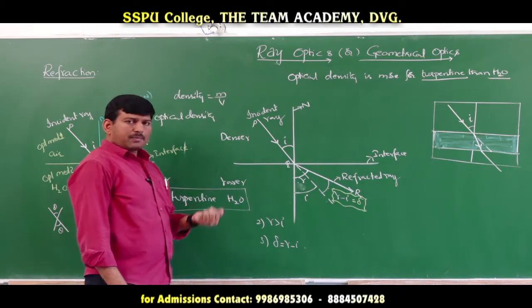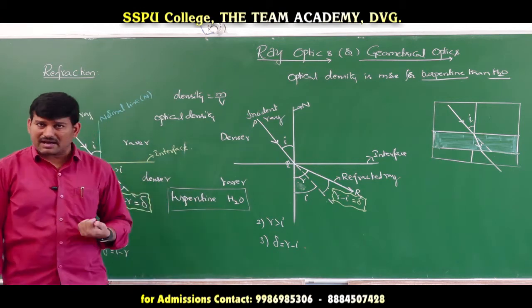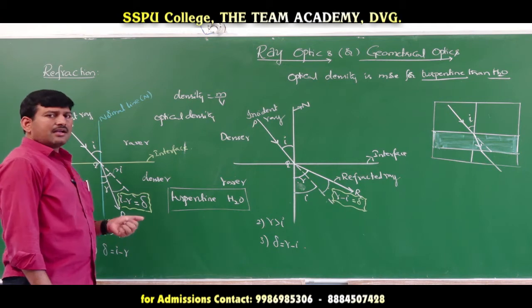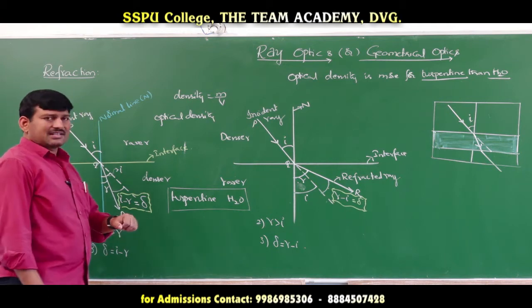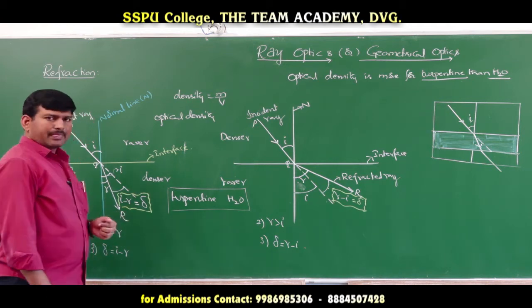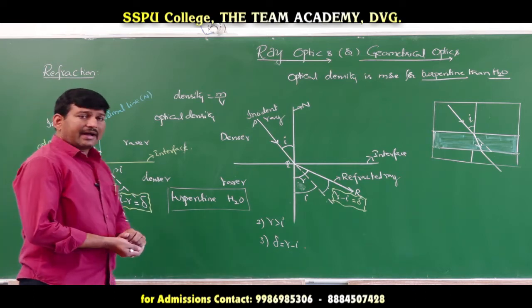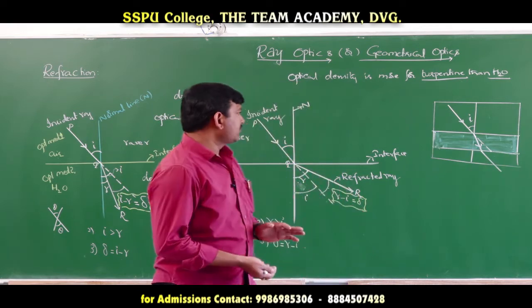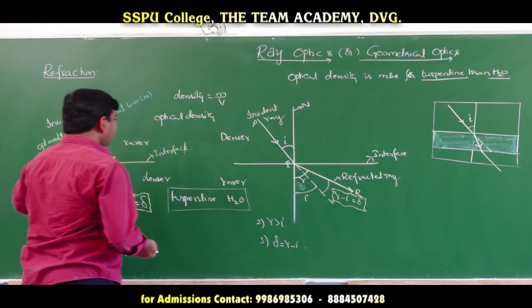That means optically denser doesn't say that it is mass denser, and optically rarer doesn't say that in terms of mass density it is less dense. We can't say. So, the final conclusion is that a denser medium need not be an optically denser medium. Okay. This is about the refraction phenomenon.